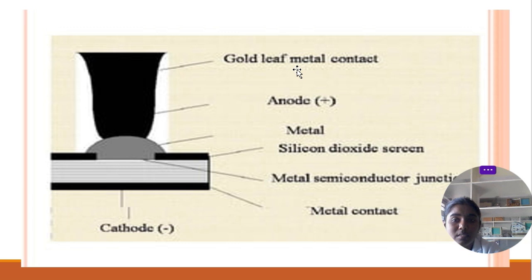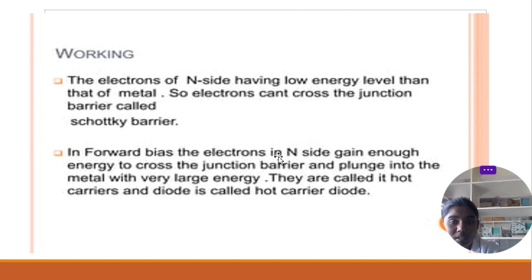Here they are giving the structure. The cathode and anode are connected, and in between, the metal is placed. Below that, they use a silicon dioxide layer. So it is constructed by metal-semiconductor junctions.